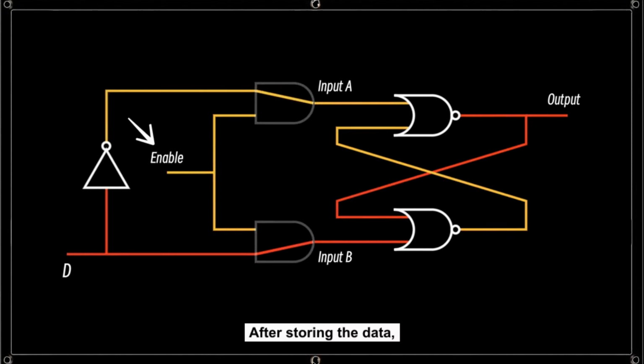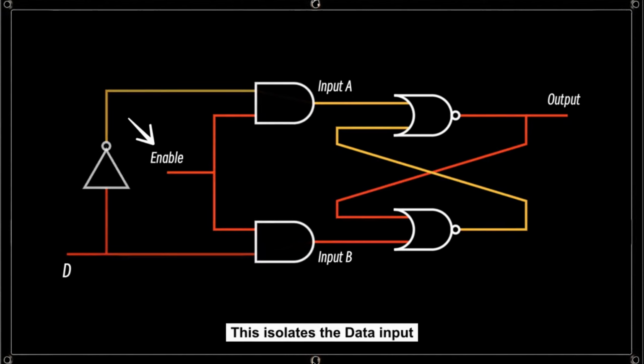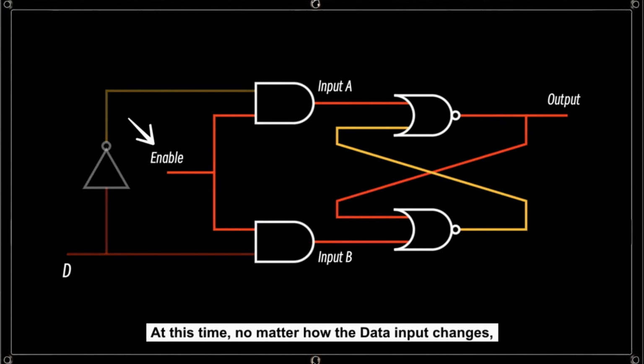After storing the data, we set the enable signal to low. This isolates the data input. The circuit enters a latch state. At this time, no matter how the data input changes, it will not affect the latch anymore.